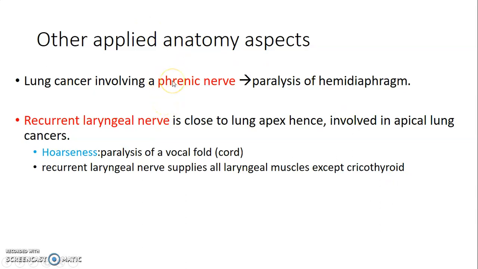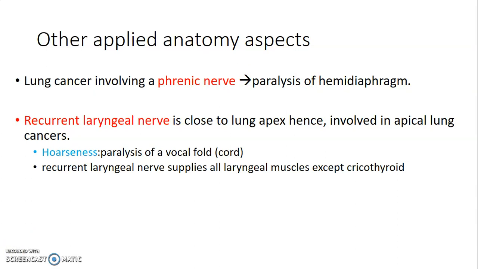When you have lung cancer involving the phrenic nerve, remember, the phrenic nerve passes on the mediastinal aspect going to the central part of the diaphragm. So it innervates the diaphragm. It gives motor innervation to the central part of the diaphragm. So if lung cancer involves the phrenic nerve, there will be paralysis of the diaphragm.